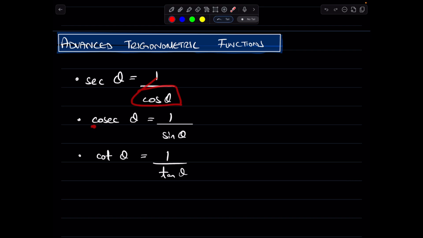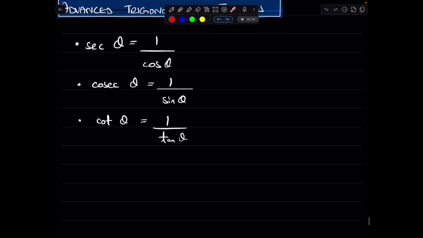Then we have cosec theta. It starts with a C. It's not going to be in terms of cos, it's going to be in terms of sine. Yeah, that's right. And then we have cot theta. It ends with a T, and thus it's going to be in terms of tan.